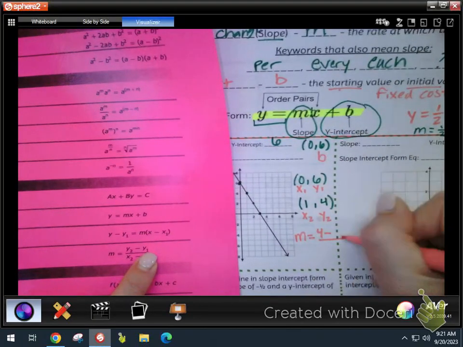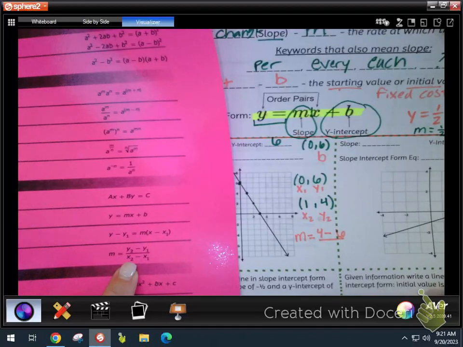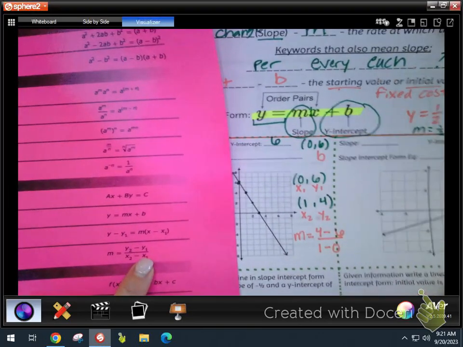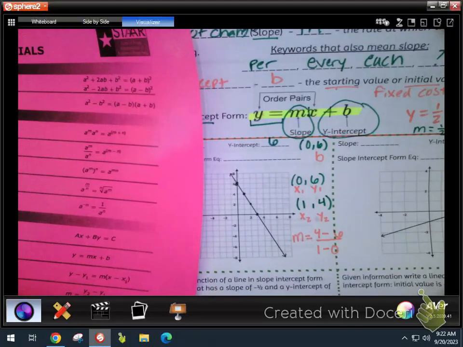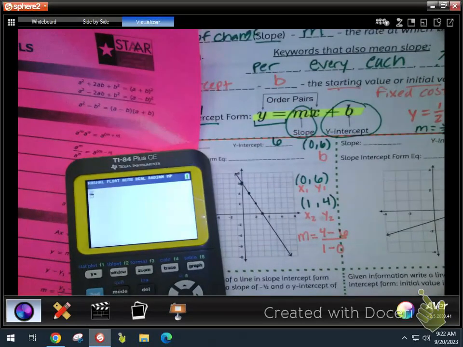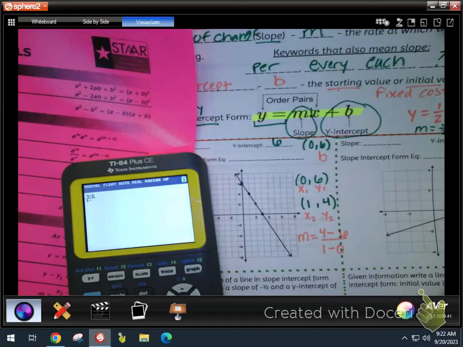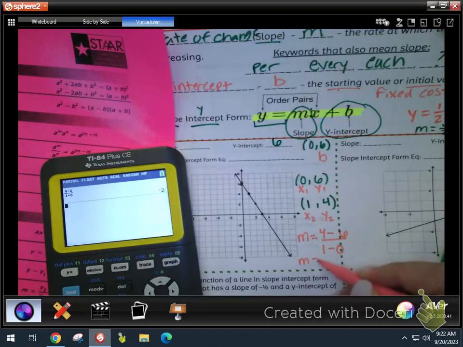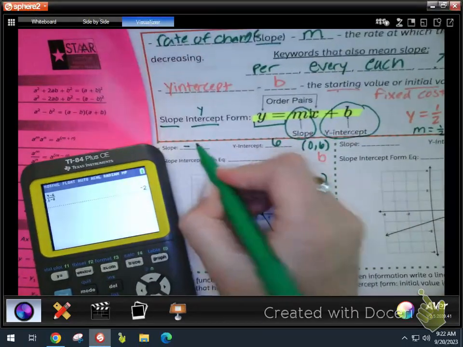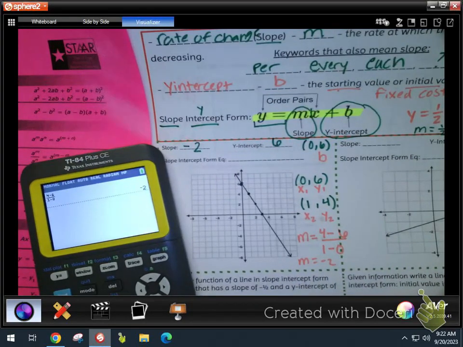That's x2. 6 over x2 minus x1, 0. Y'all, the labels are a game changer. Okay? It is so easy to just label it, put them on there. You just have to do it. Do not be lazy. Not in algebra. We don't do that. Okay? And then we can slope it. 4 minus 6, 1 minus 0. And what is our slope? M equals -2.